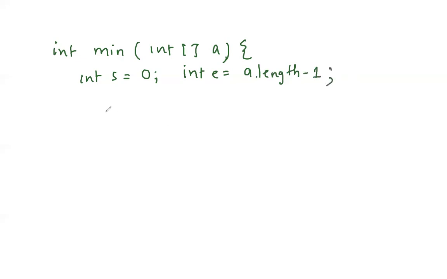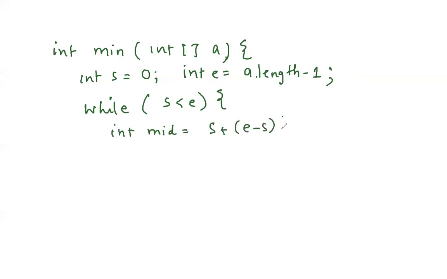And I told you how to write the while loop. In this case, we explained why it will be start less than end and not equal to end, because we have to stop when there is one element. We'll just return that element. If that is not the case, what will we do? We'll find the mid. Mid will be start plus (end minus start) divided by 2. And then what do we check first?